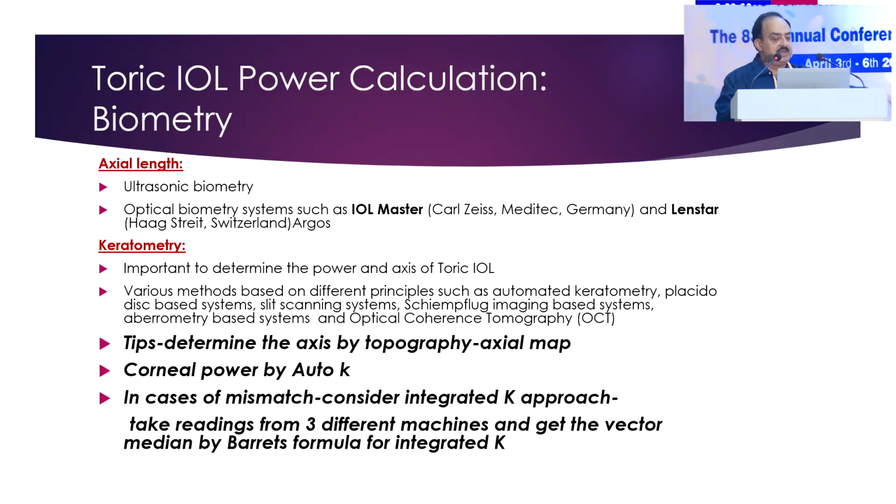The tip here is to determine the axis by topography, that is the axial map of the topography, and corneal power by auto K. In cases of mismatch, consider the integrated K approach. What is the integrated K approach? We take 3 different machines, 3 different readings. If those readings are different, we put that into the Barrett's formula for integrated K and we get the vector meridian. And I'll tell you, when there are different readings in 3 different machines and we use this integrated K approach, we get more than 90% successful results.